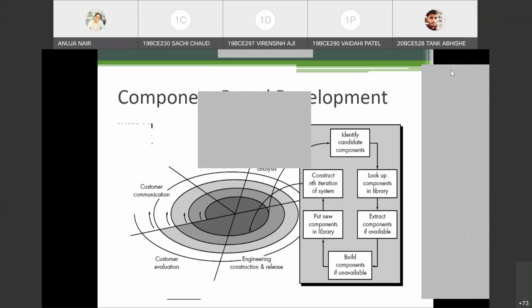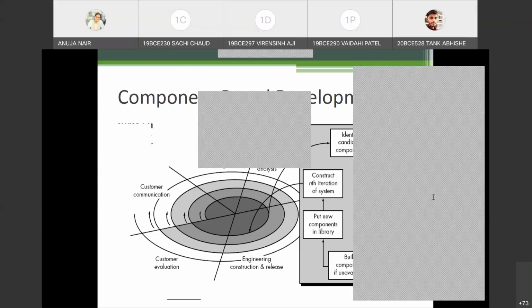Okay, 1 second. There's a question. So if we can use component, why can't we use? You can use. There is no problem, Jainil. You can use components in any kind of model.